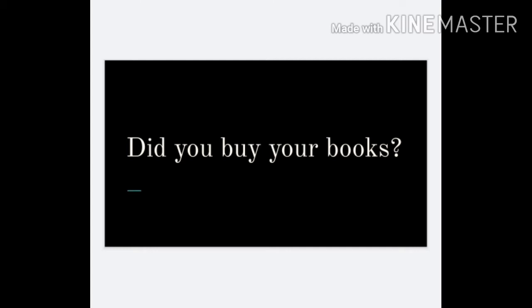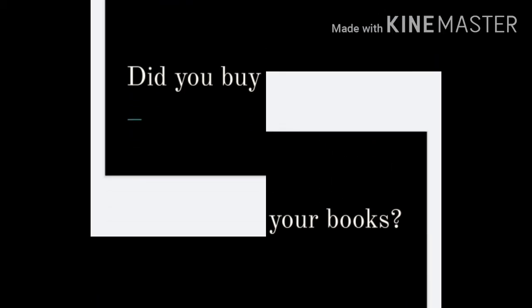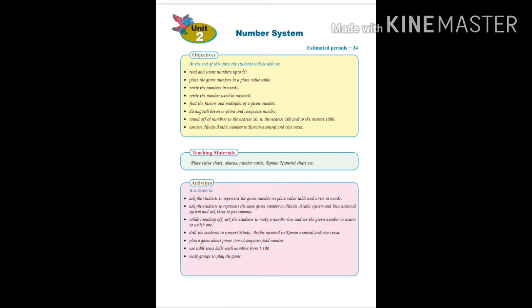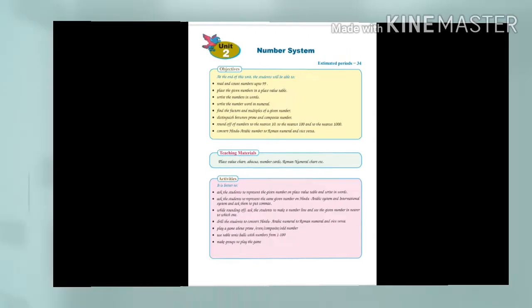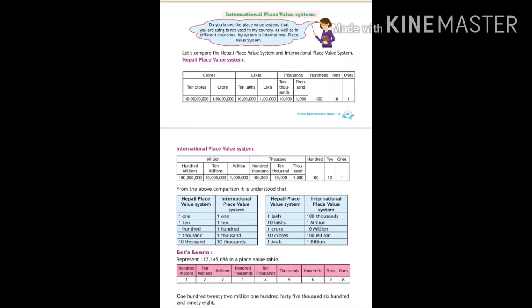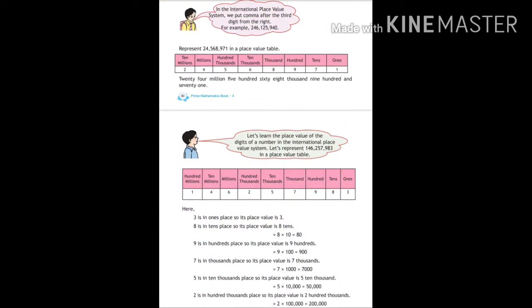Let's start our class. In our last class, we were reading Unit 2, and we read up to Hindu Arabic and Devanagari number. According to our book, now it's time to read International Number System. But do you remember we already read about it in our first math online class? So dear students, today I will just revise this topic.